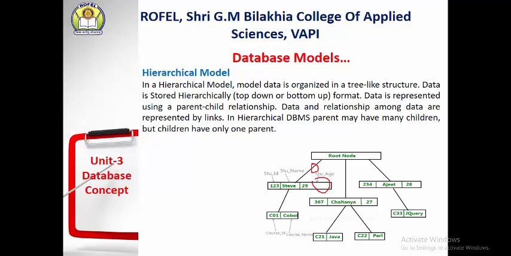But in the hierarchical model, the parent has many children. This is a parent, so a parent has many children, but a child has only one parent. A child node has only one parent node. It is not possible for one child to have many parent nodes in the hierarchical model. See over here, this is the student ID, this is the student name and the student age. In the same way, the student name also connects with some numbers and some tables. So they are connected with each other by a link.